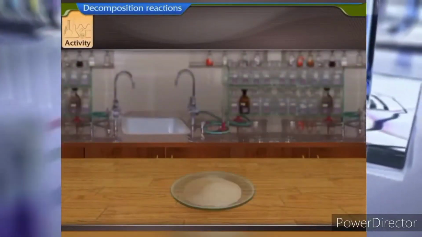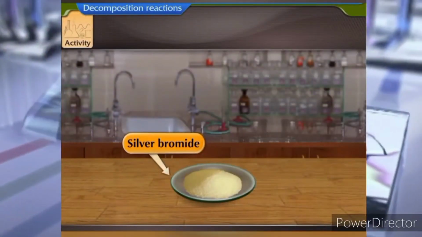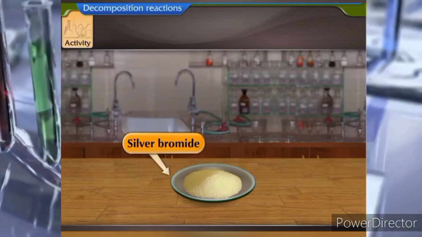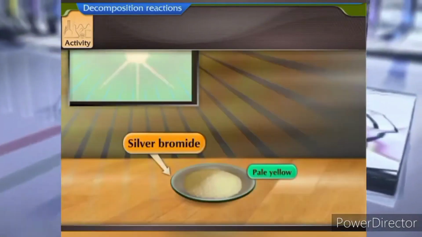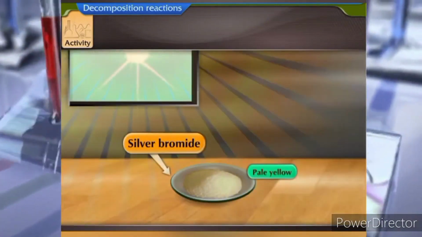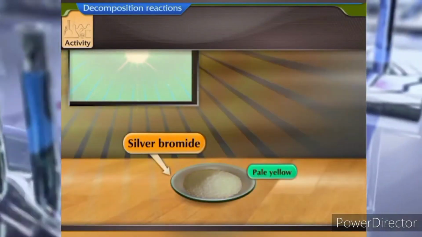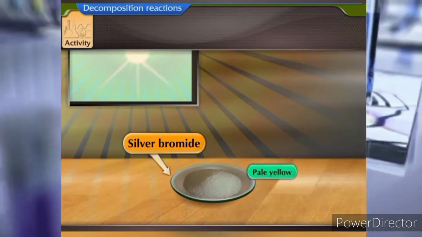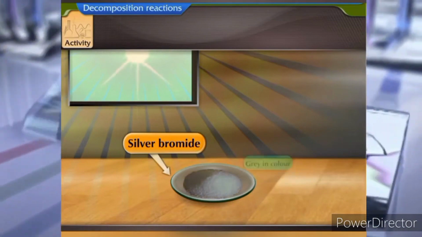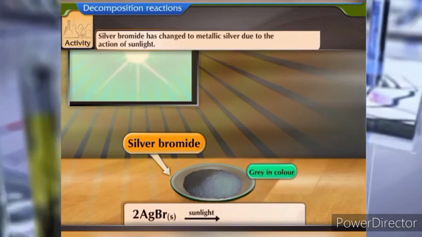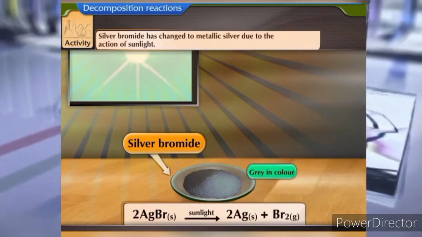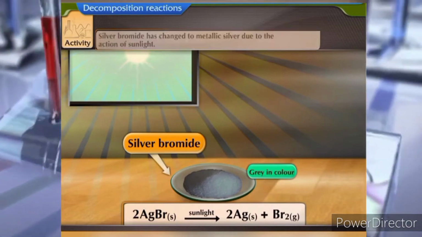Activity: take some silver bromide on a watch glass. It is pale yellow in color. Now, place the watch glass in sunlight. Observe the color after some time. The pale yellow silver bromide has turned grey in color. Silver bromide has changed to metallic silver due to the action of sunlight.